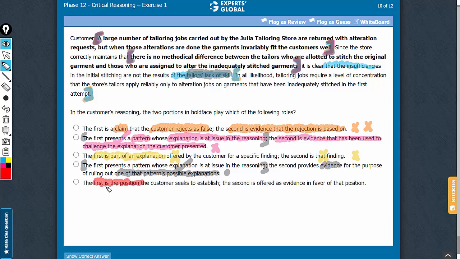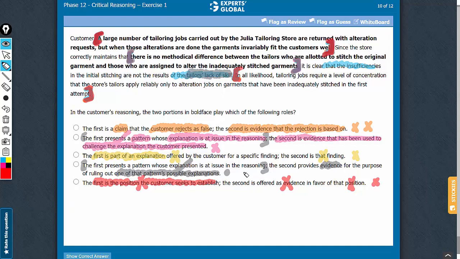So the first is the position the customer seeks to establish. No, the first is not the position that the customer seeks to establish. The customer seeks to establish this explanation as the reason for this finding here, and therefore this first half is not correct. Look at the second part. The second is offered as evidence. No, it is not offered as evidence in favor of this position here. The second boldface is a part of the explanation for a reason that the argument seeks to establish, the reason for this pattern found here. So answer choice E should be eliminated.